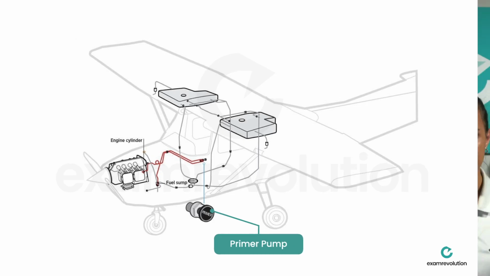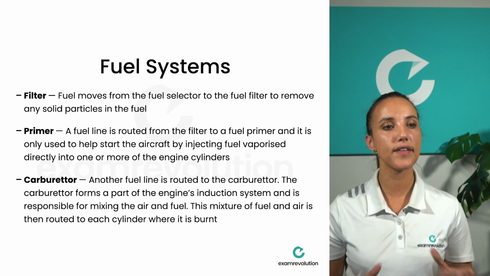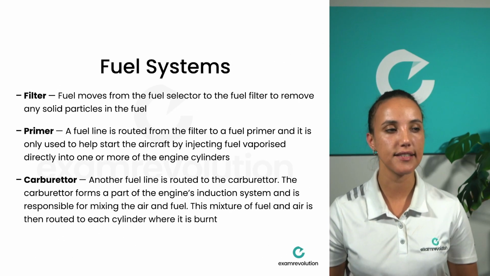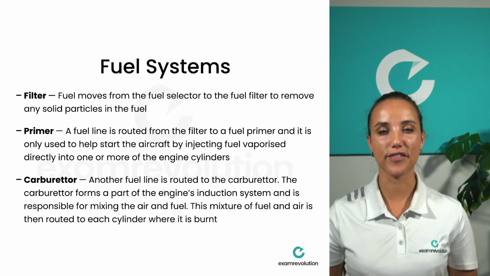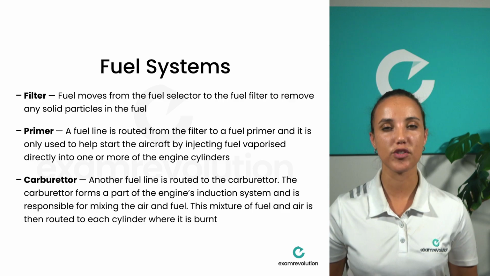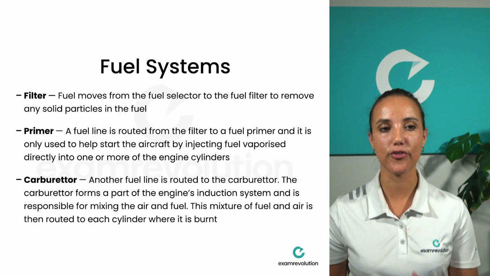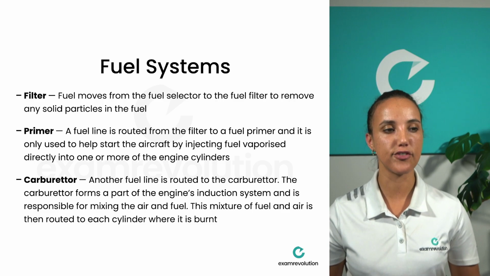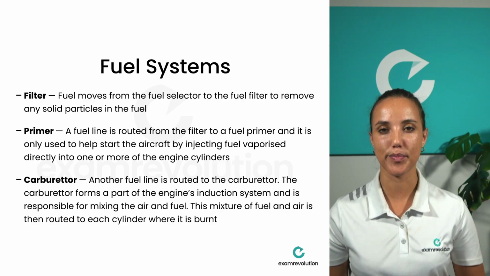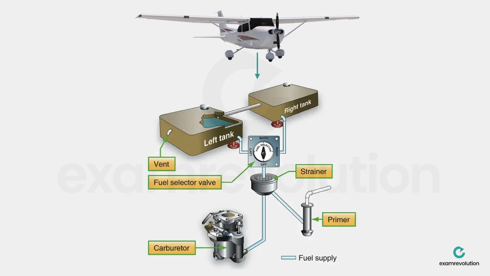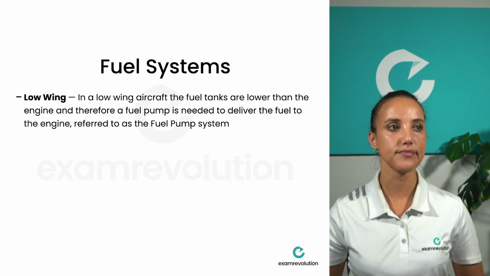Then another line is routed to the carburetor, and the carburetor forms part of the engine induction system and is responsible for mixing the air and fuel. The mixture of fuel and air is then routed to each cylinder where it is burnt. So here you can see from the fuel filter, your other fuel line goes directly to the carburetor. Once the engine has started, the carburetor takes over and supplies the engine with its fuel.